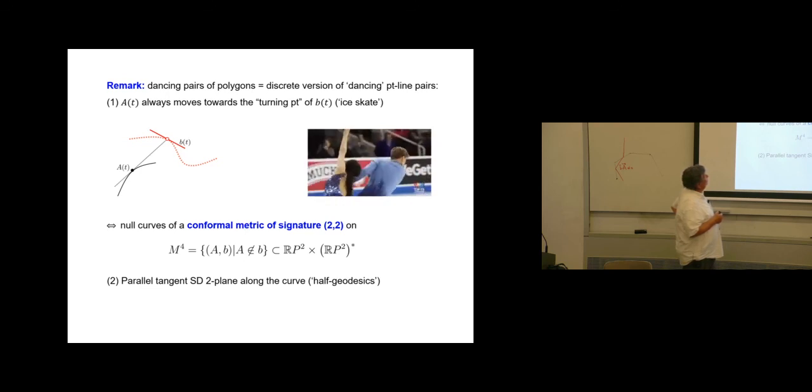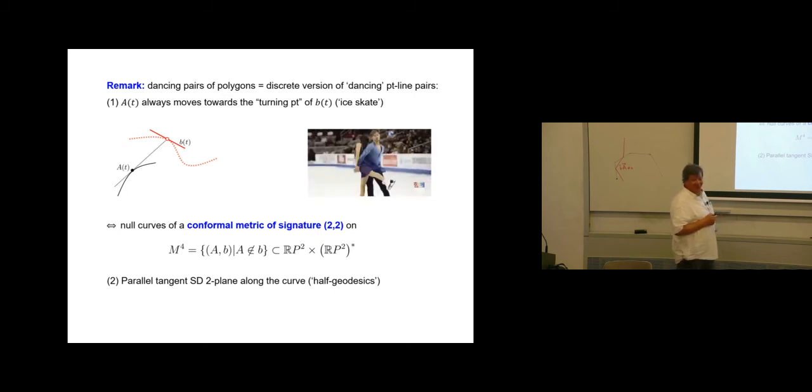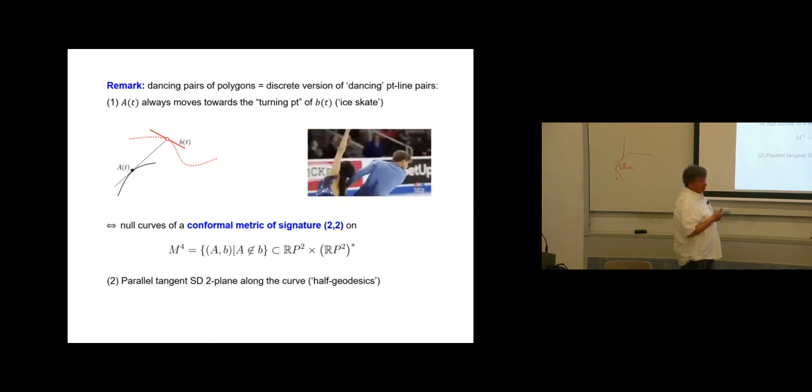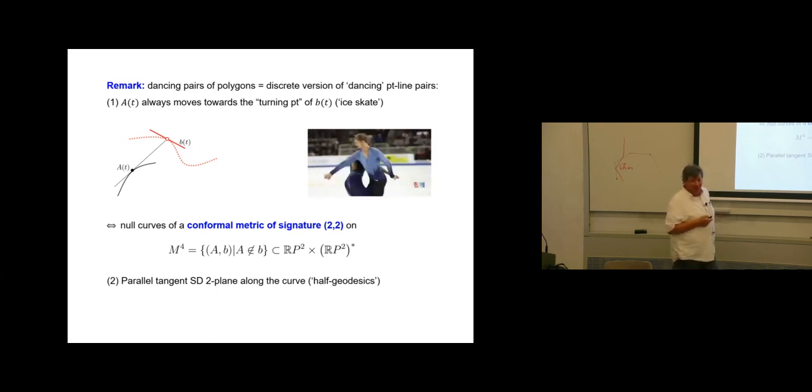And then there is this guy. He is not skating. He's just running around the ice, trying to chase this skater. How would he do it? Well, he always has to follow the rule of this dancing, this choreography rule.